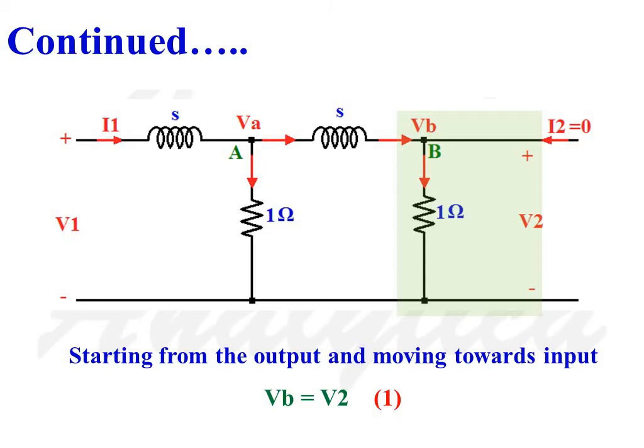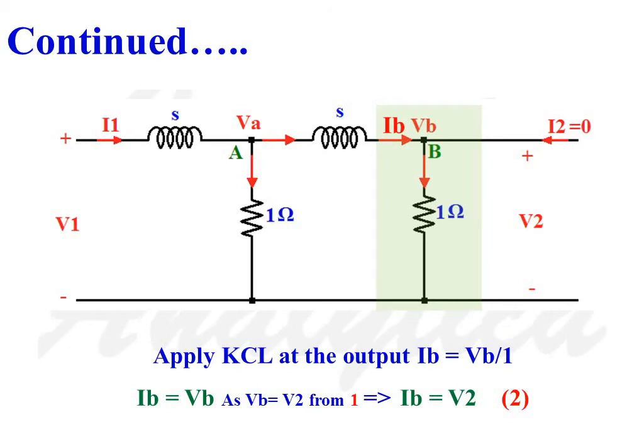We can write VB is equal to V2, equation number 1. Apply KCL at the output. We can write IB is equal to VB divided by 1 as I2 is equal to 0. Or we can write IB is equal to VB. And as VB is equal to V2, we can write IB is equal to V2, equation number 2.